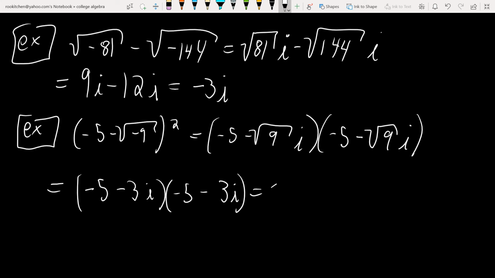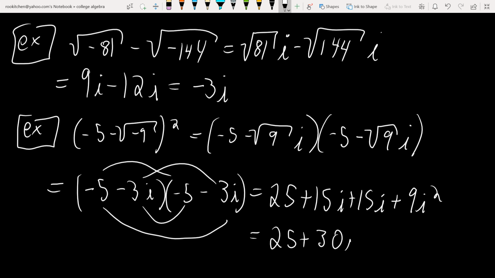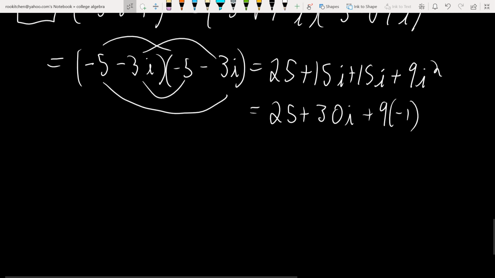Negative 5 times negative 5 is 25 first. Outer, negative 5 times negative 3 is plus 15i. Inner, plus 15i. And then finally last, plus 9i squared. So this will be 25 plus 30i plus 9 times negative 1. Okay, 25 minus 9 is 16, and then plus 30i will be our final answer in standard form.